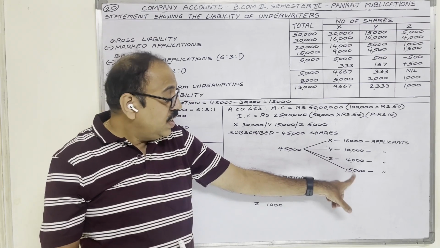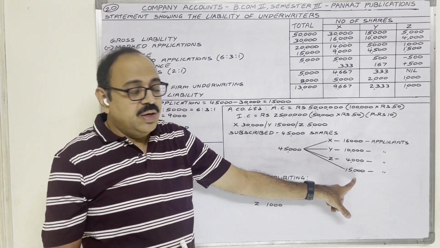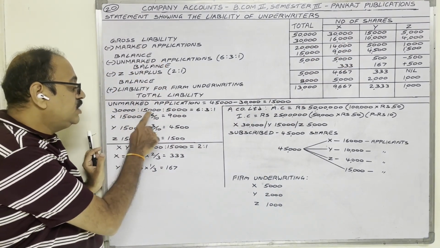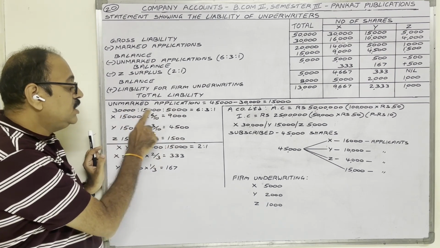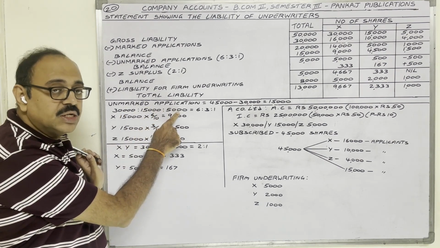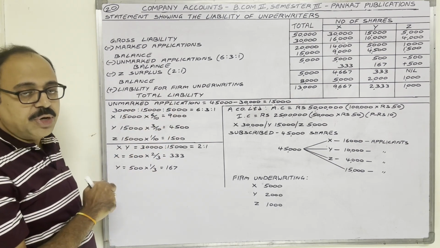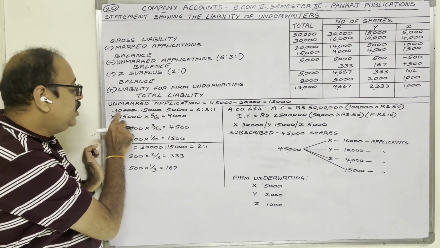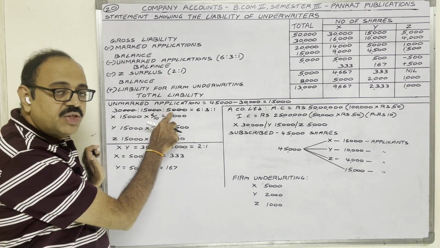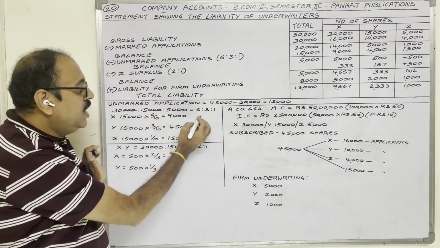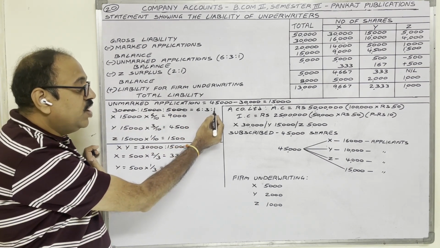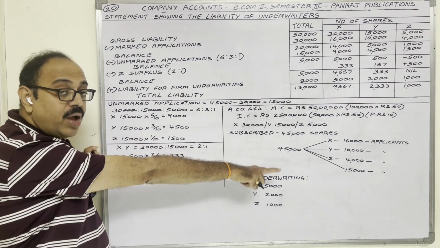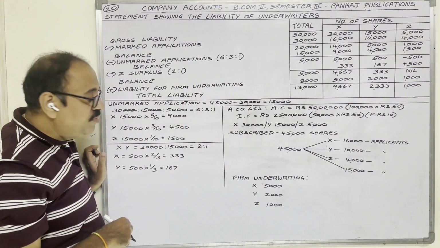But the question is, in which ratio do we subtract them? In the gross liability ratio. So the gross liability of X, Y, Z is 30,000 shares, 15,000 shares, 5,000 shares. Find the ratio of these 3 numbers. If we remove 3 common zeros, then 30 is to 15 is to 5. Dividing by 5, we get 6 is to 3 is to 1 as the ratio. In this ratio, we attribute the unmarked applications among these 3 members.